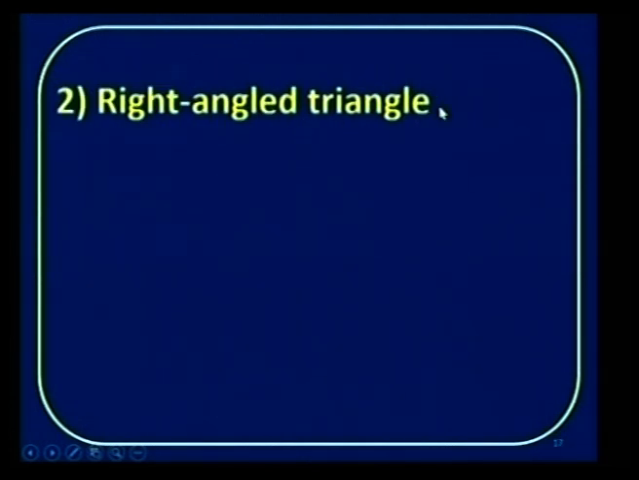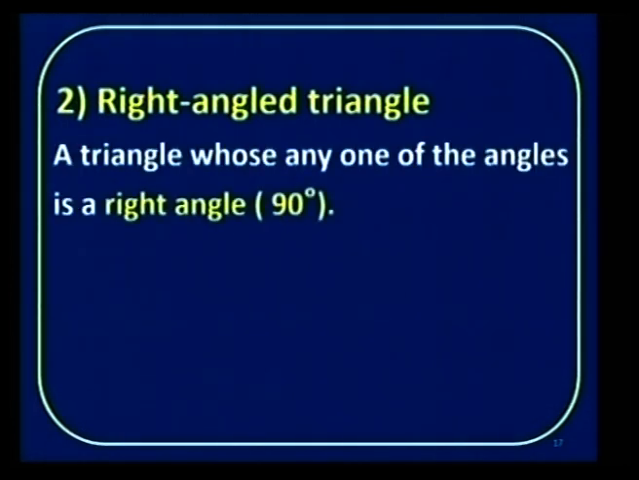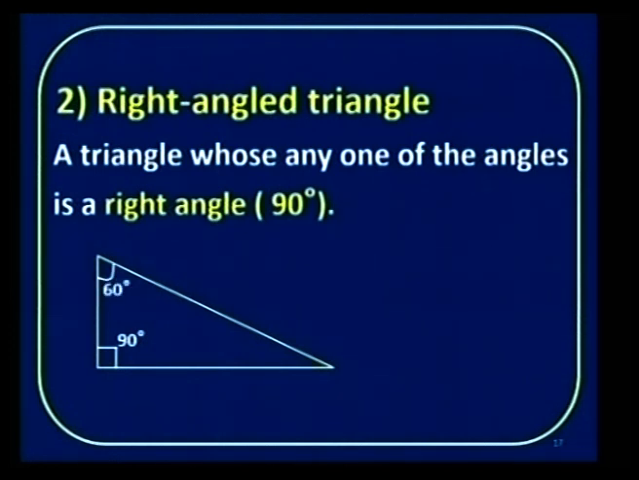Let us understand what is a right angled triangle. A triangle whose any one of the angles is a right angle. Suppose if you consider a triangle, out of the 3 angles, one angle must be 90 degrees. Then we call that triangle as right angled triangle. Children, observe the screen here. I am taking 3 angles, 90 degrees, 60 degrees, 30 degrees. So, out of 3 angles, one is 90 degrees. So, we can call it as right angled triangle.